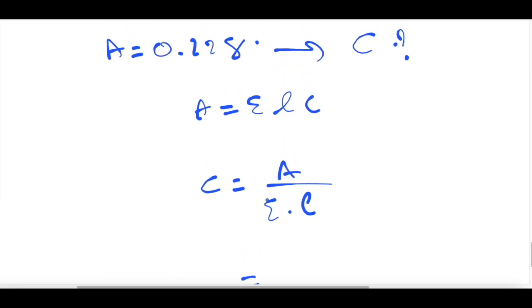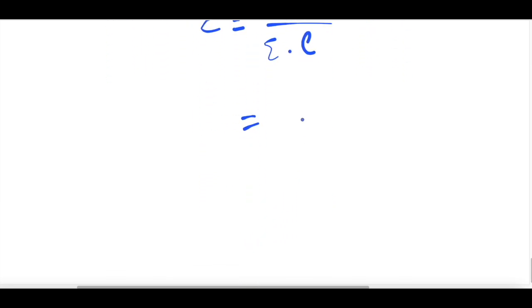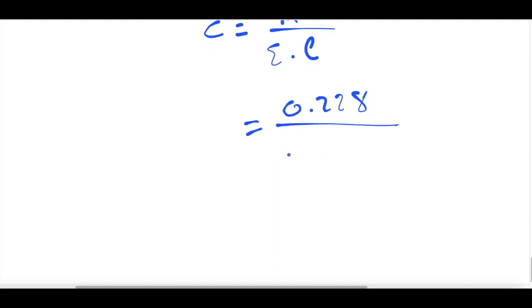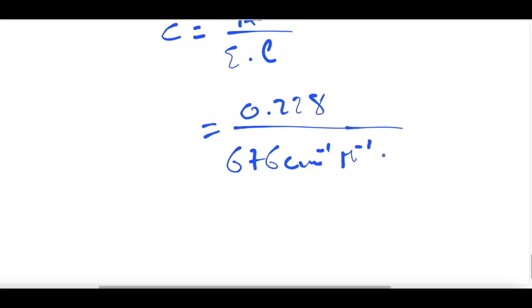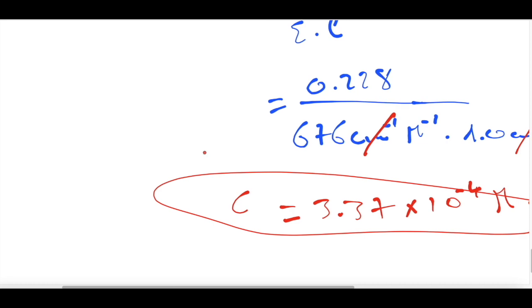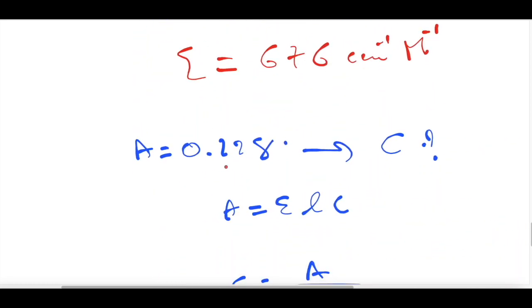And because epsilon, or the molar absorptivity, is constant, so it does not change, the absorbance is 0.228, unitless, and the epsilon is 676 cm to minus 1 M to minus 1 times 1 centimeter. Here we have centimeter and centimeter to minus 1 cancel each other. Hence, the value here is 3.37 times 10 to the power of minus 4 M. Here is the concentration for a different absorbance of 0.228.